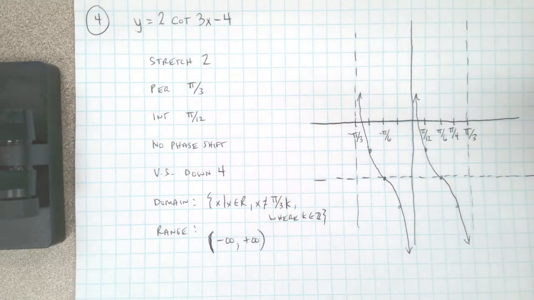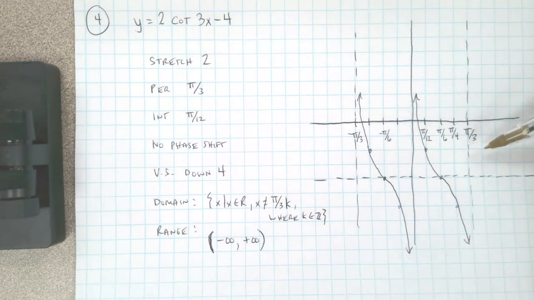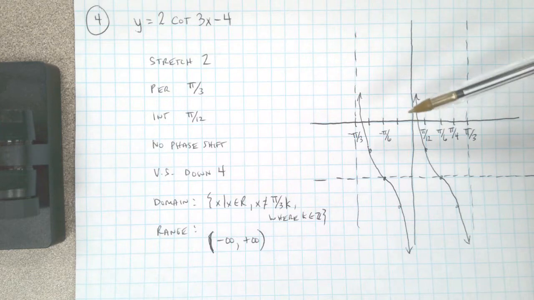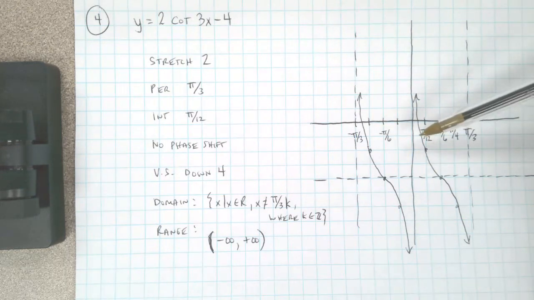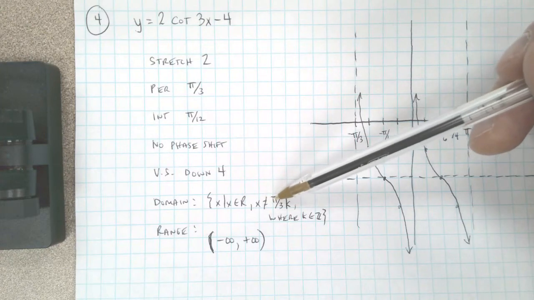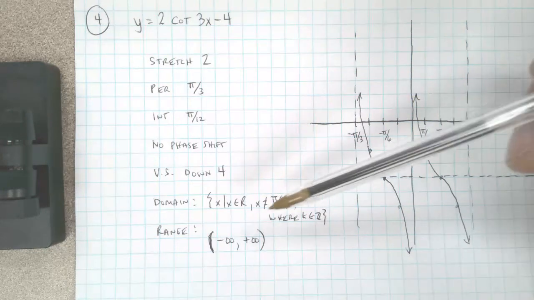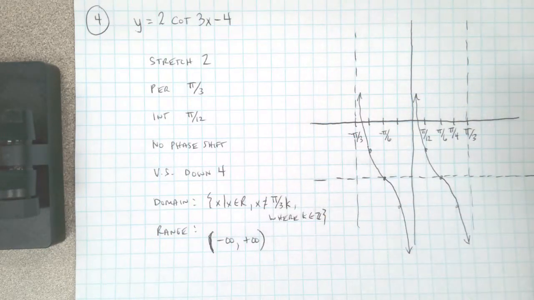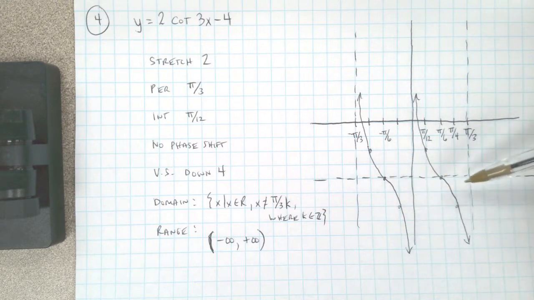So the domain here, we're going to have asymptotes at the y-axis, and then at negative pi thirds and at pi thirds. So I picked the y-axis, so x is not equal to pi thirds k, where k is an element of the integers, and the range then is from negative infinity to positive infinity. Again, notice my stretch here is 2, and I've got it bumped down 4.